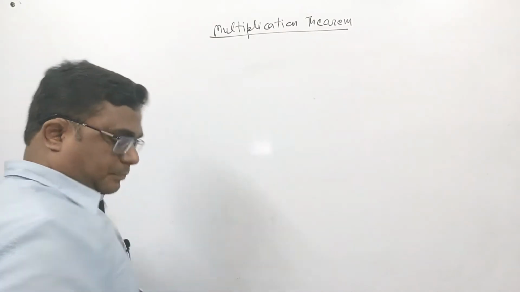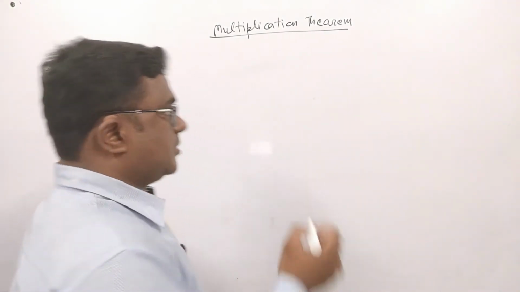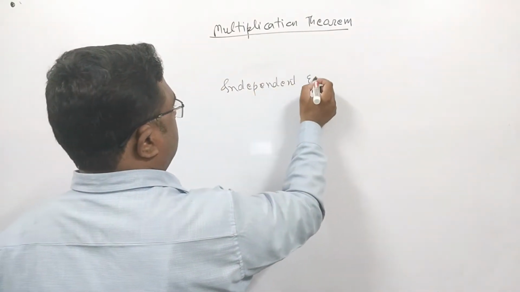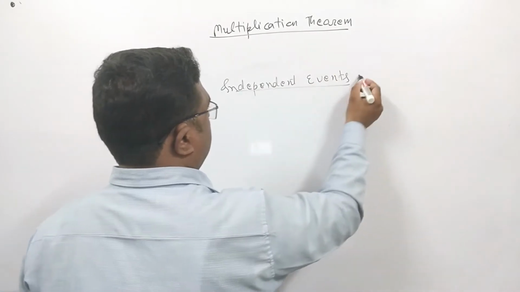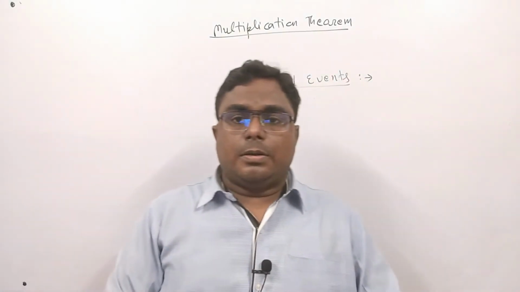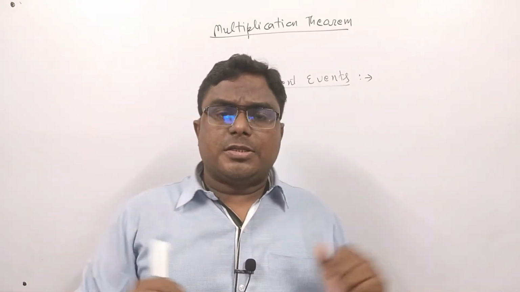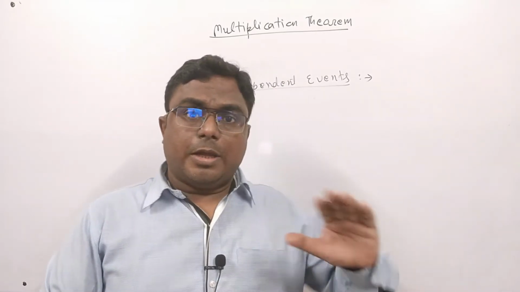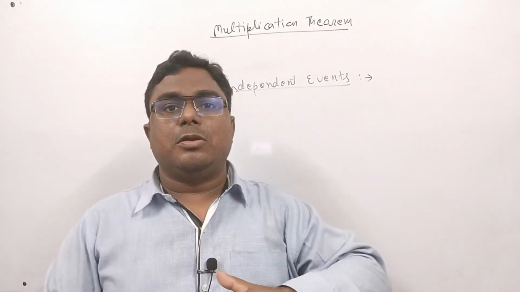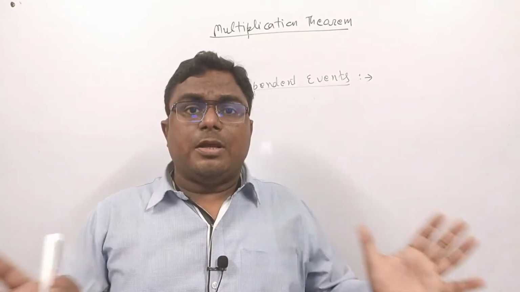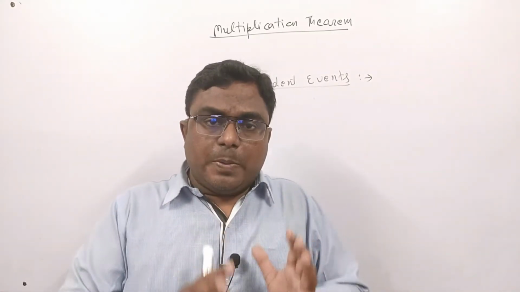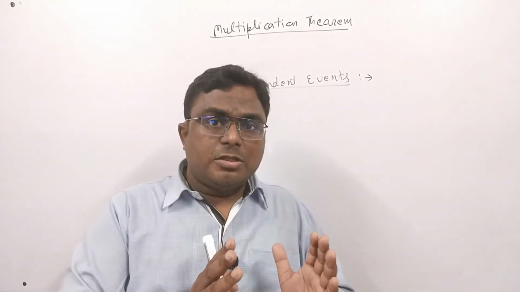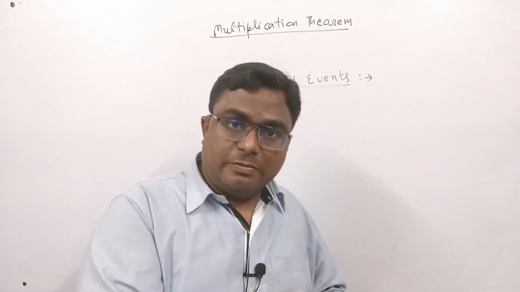Now let us see what are independent events. If A and B are 2 events and happening of A is not affecting the happening of B and happening of B is not affecting the happening of A, then A and B are called independent events. So independent events are those events in which occurring of one event does not affect the occurring of other event.